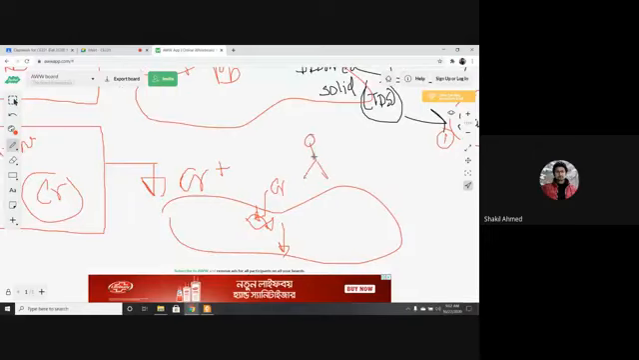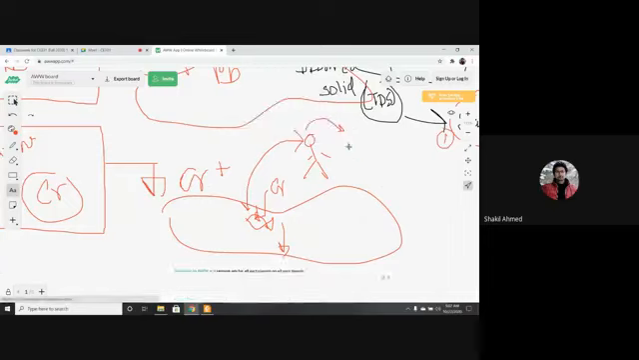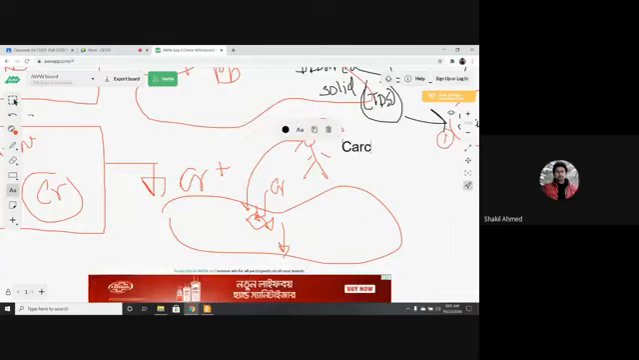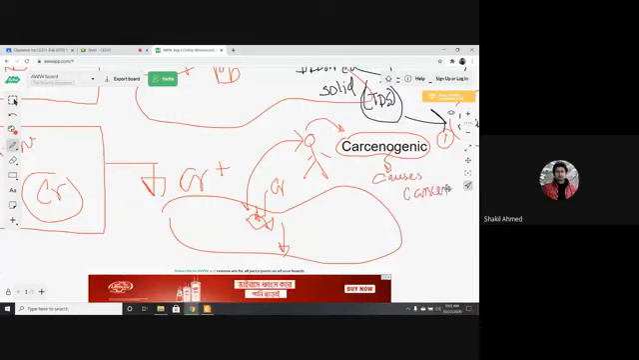Now, when human beings eat them regularly, this chromium also gets into the body of humans. And what's the problem? The problem is that this chromium is carcinogenic. What is carcinogenic? That means this causes cancer. Is it clear?